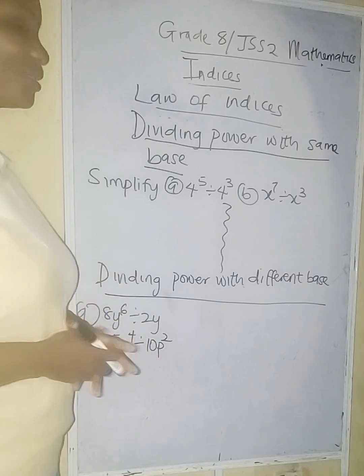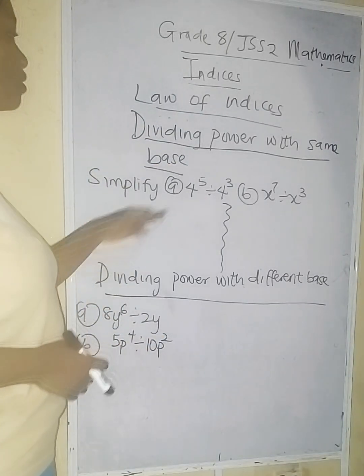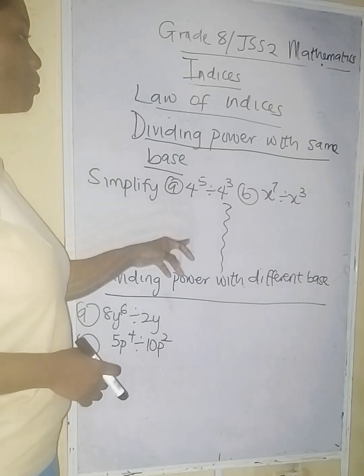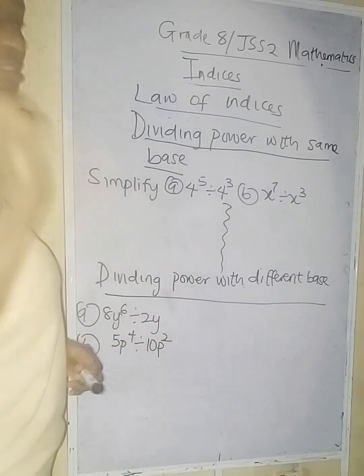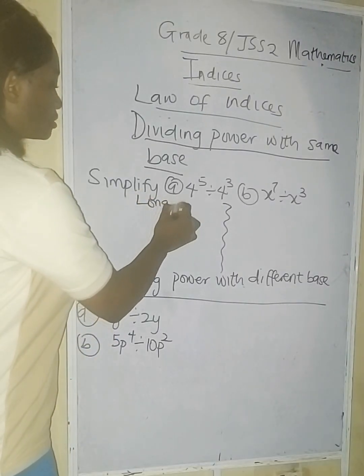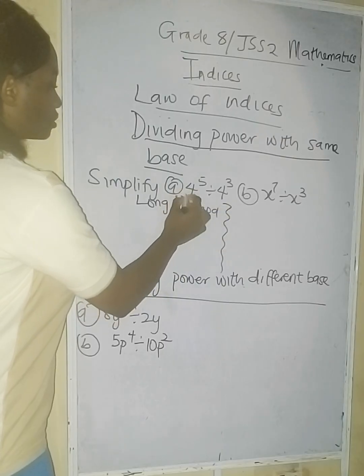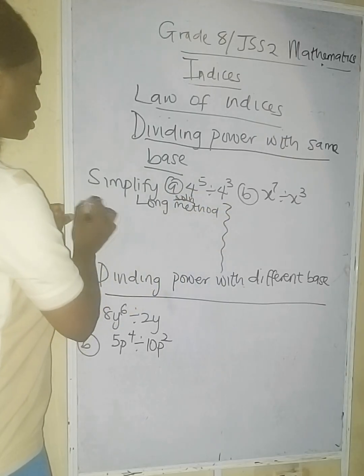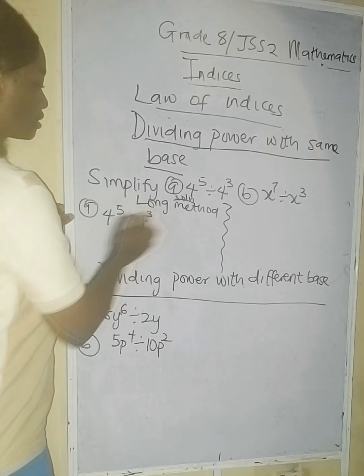Alright, now, dividing powers with the same base. If you look at it now, we have the same base and different powers. So we are dividing now. How are we going to solve it? We're using two methods to solve it: the long method and the short method. Alright, so now, solution. For the first one, we have 4 raised to the power 5 divided by 4 raised to the power 3. So let's use the long method now.